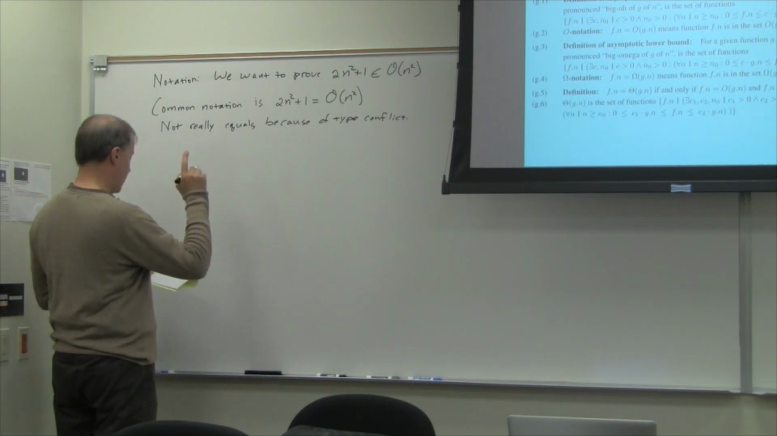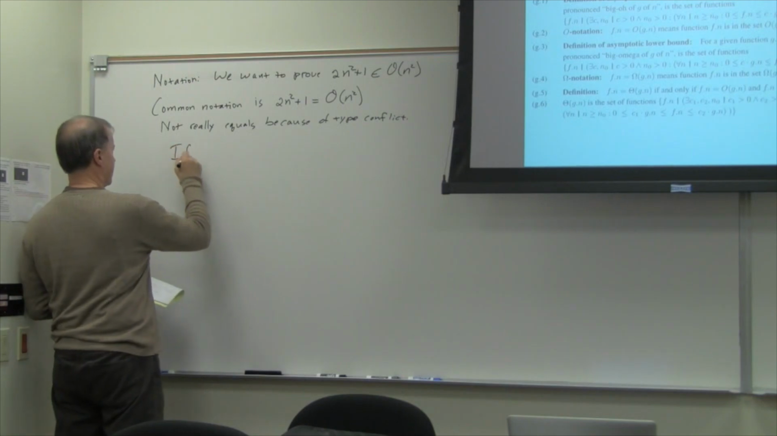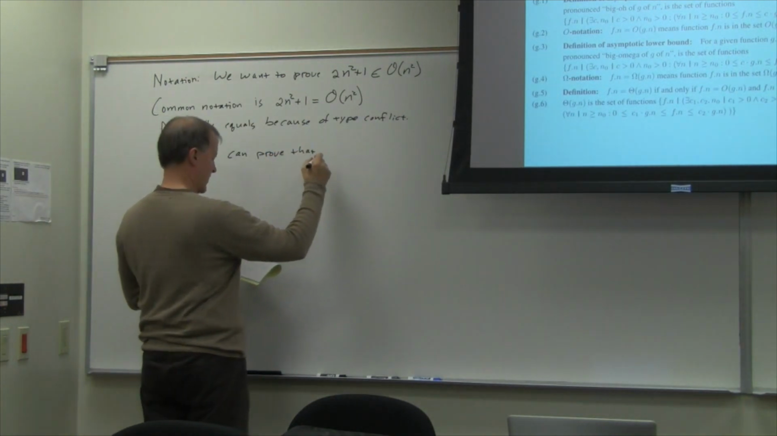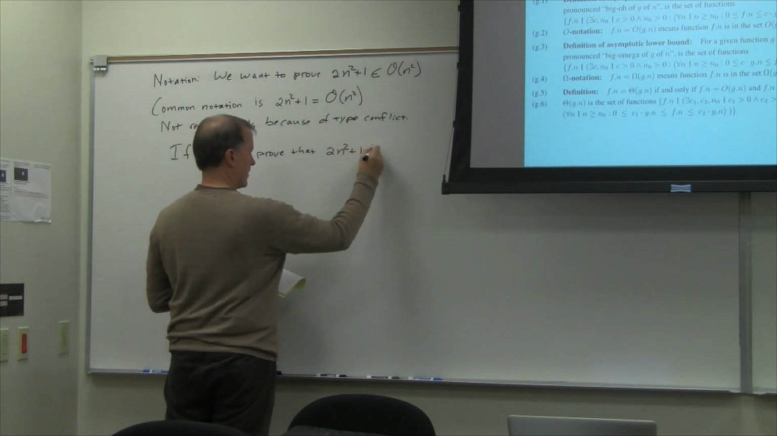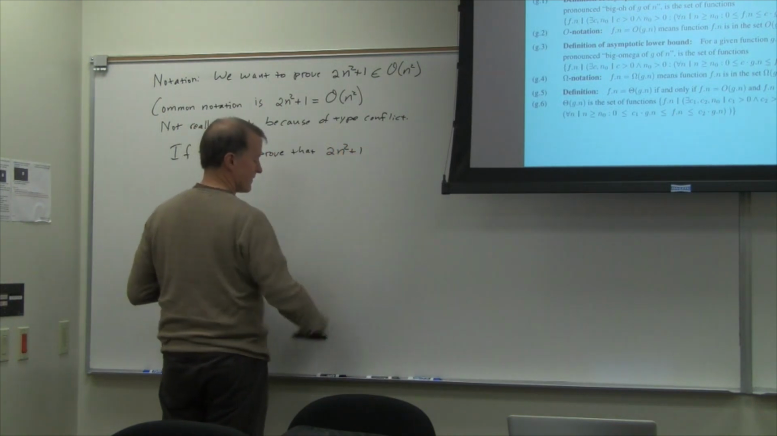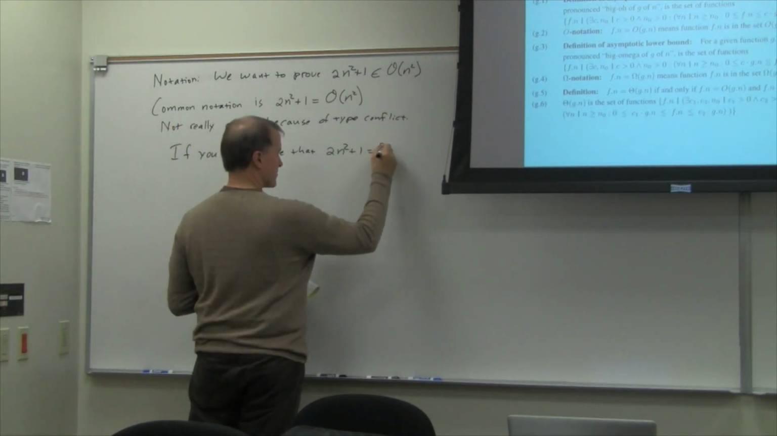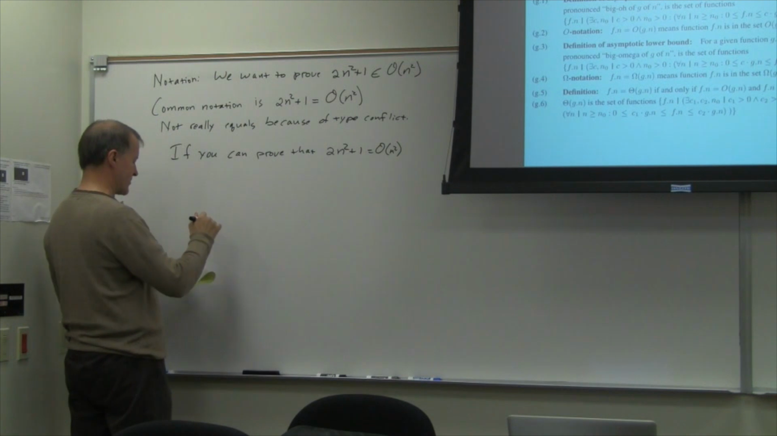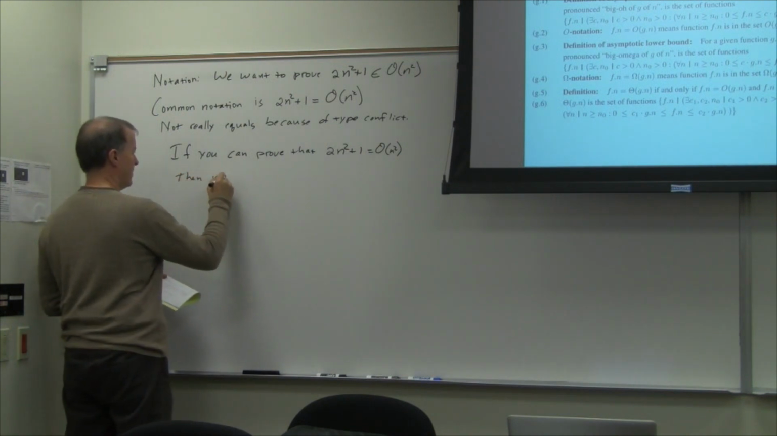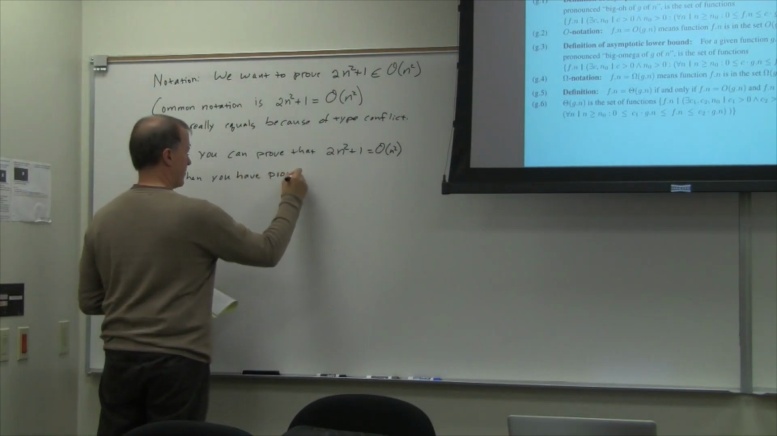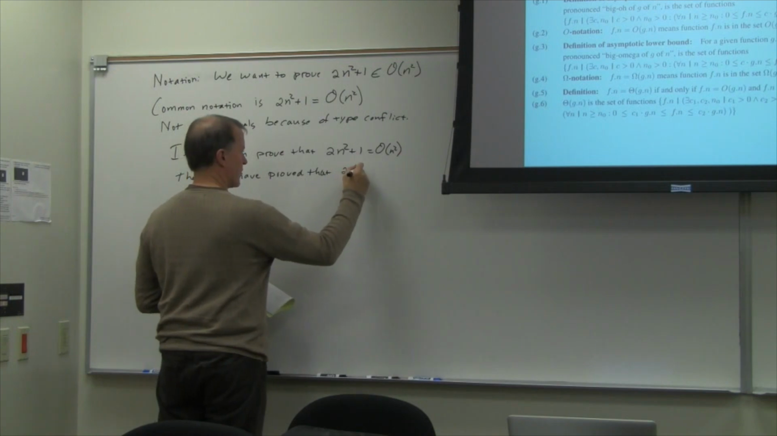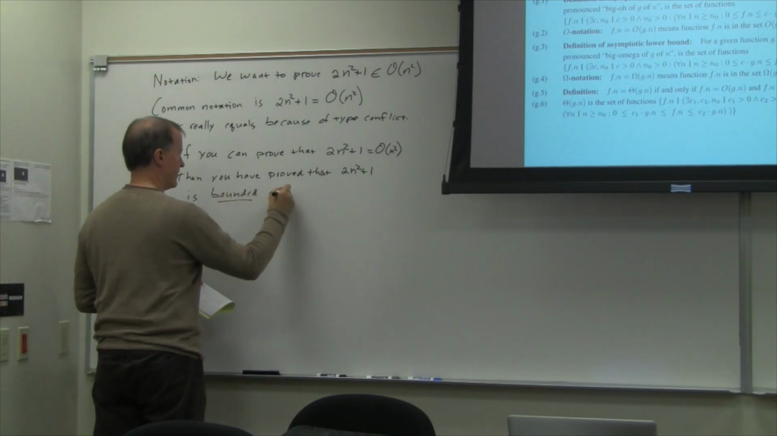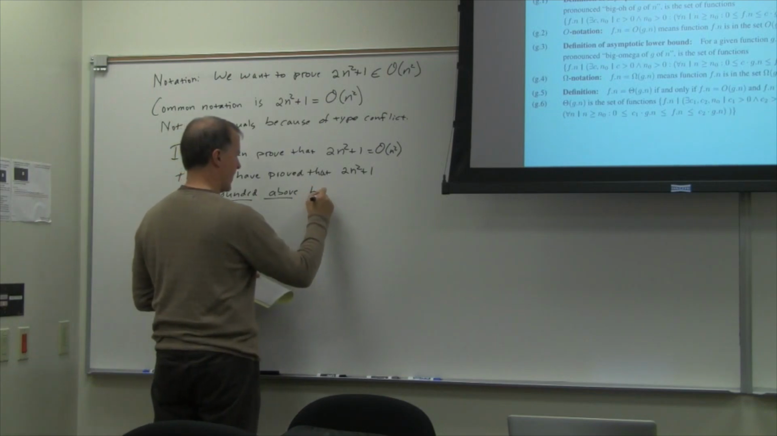If you can prove that 2n squared plus 1 equals big O of n squared, we're going to use this notation because it's so common, we're just going with the flow, then you have proved that 2n squared plus 1 is bounded above by n squared.